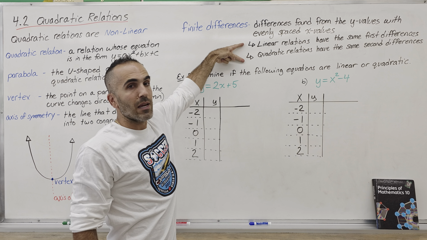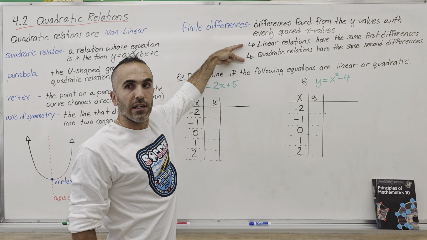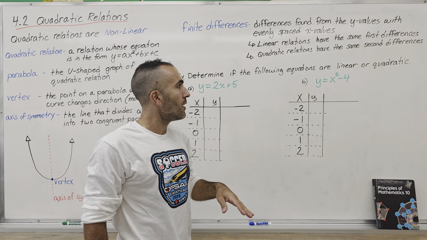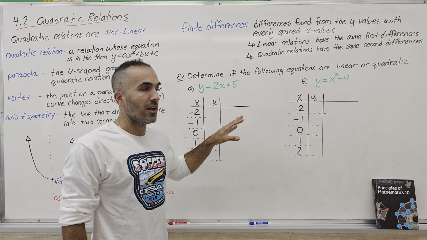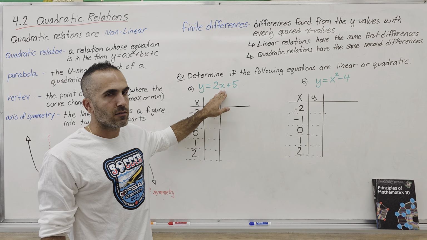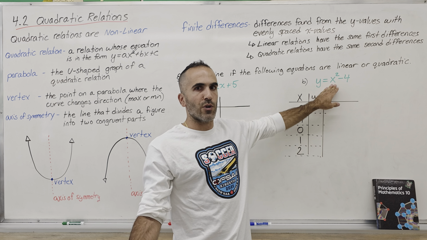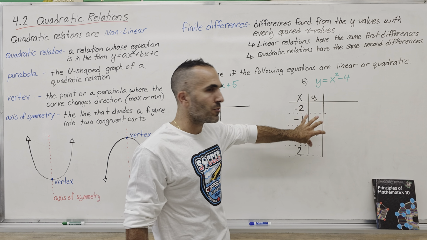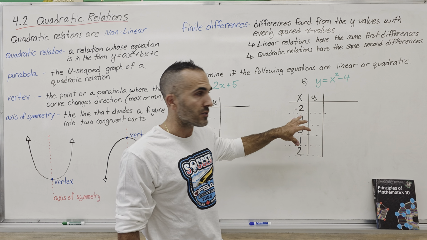Linear relations have the same first differences. We know that from last year. Quadratic relations have the same second differences. So a quadratic relation does not have the same first differences. Okay, and over here we're just going to show how we know that from a table. Again, x to the power of 1, I know it's a line. X to the power of 2, I know it's a quadratic immediately. But sometimes I won't have the equation. I might just be given a table and I can determine if it's linear or quadratic using differences.